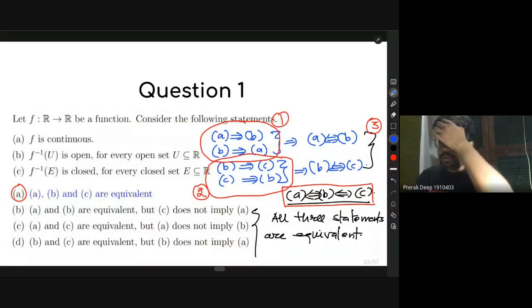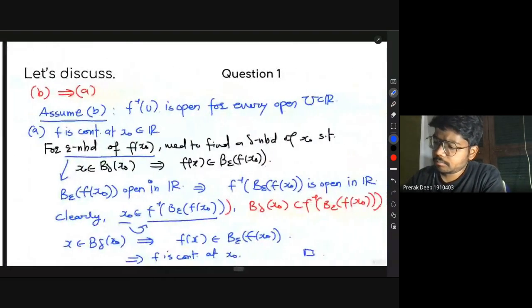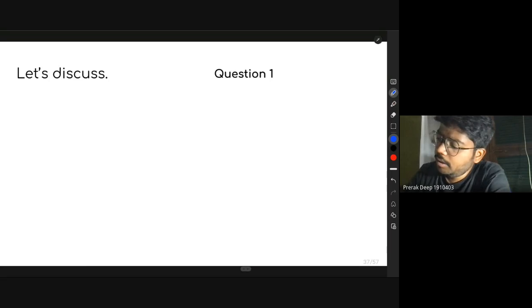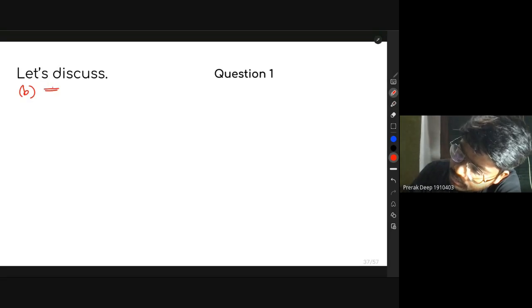Okay, so since there is no question, we are done with step one. So we have proved that A implies B and B implies A. So this is our step one. Now let's move on to prove step two. So in step two, we need to prove that B implies C.